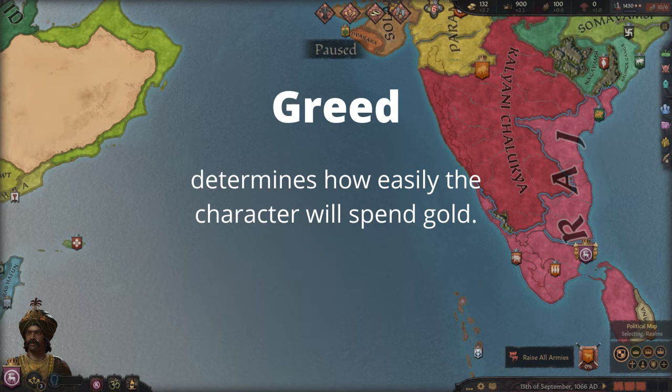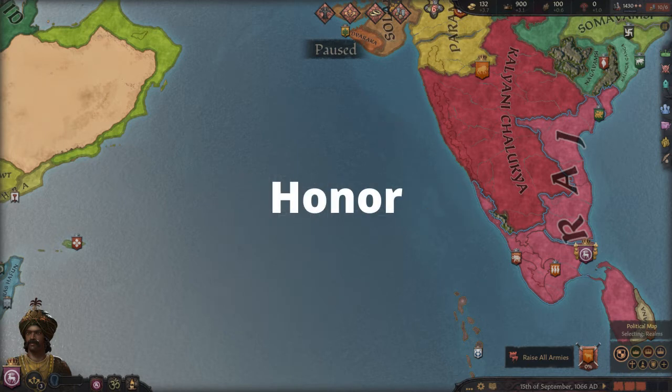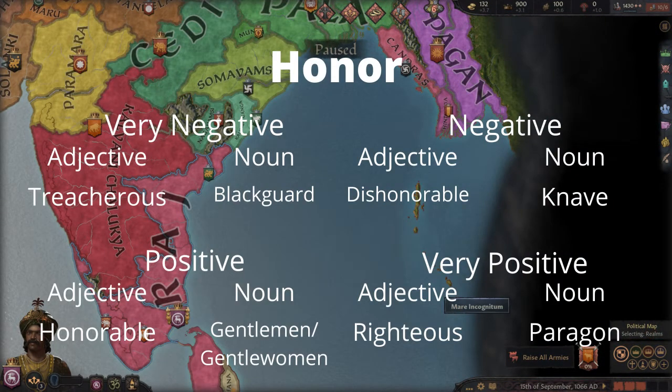The fourth AI personality attribute is honor. On the very negative side, you have treacherous blackguard. The negative is dishonorable knave. The positive side would be honorable gentleman. And the very positive side is a righteous paragon.